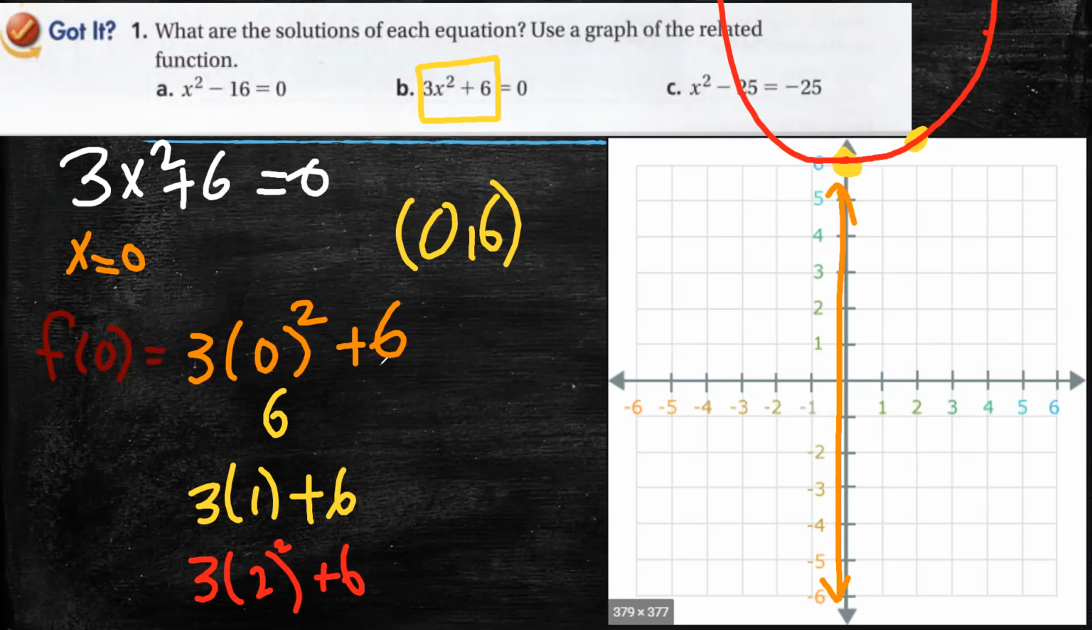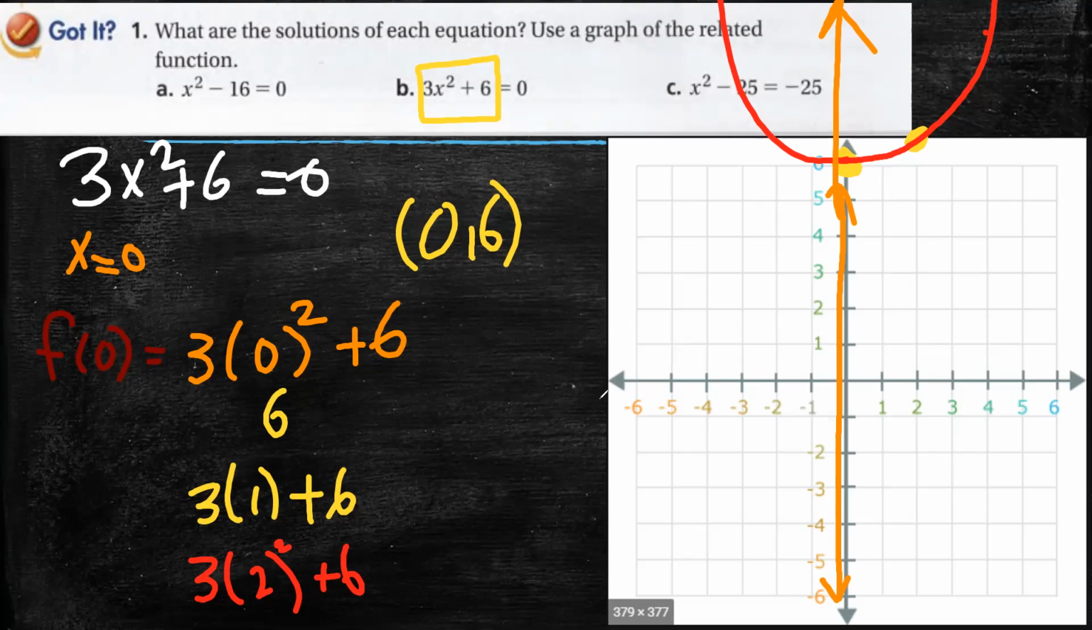At which point does it touch the x-axis? Nowhere, exactly. There's no point that touches the x-axis. So is there any solution for this equation? No, no solution. What does it mean? That means there's no number that I square, multiply by 3, and add 6 to, to get 0. So there's no solution for this equation.